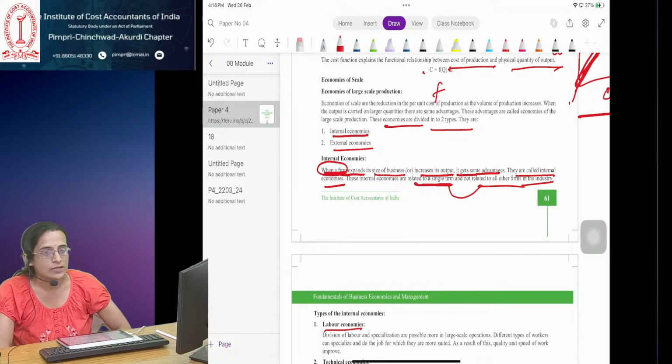So what happens if the scale of production increases? What happens? We get some benefits. What will happen? We will get some benefits. Those benefits are called economies, and we will also get some disadvantages. Those disadvantages are called diseconomies. Clear?